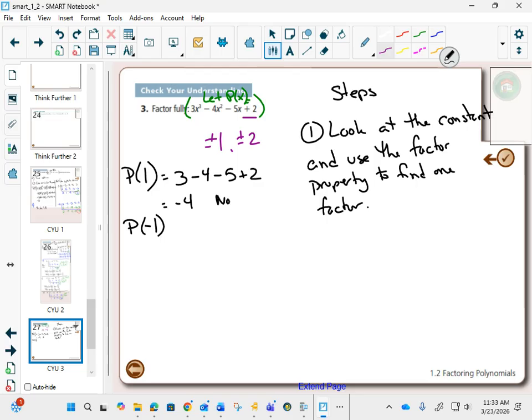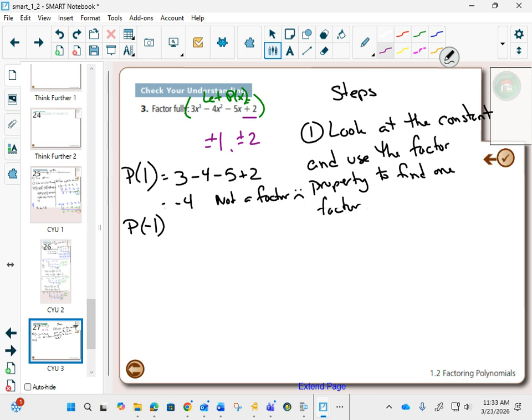Not a factor. Right? Really show my disappointment to my paper. Draw that sad face. Deep down, the teacher's happy because it didn't work. But as a student, disappointed.